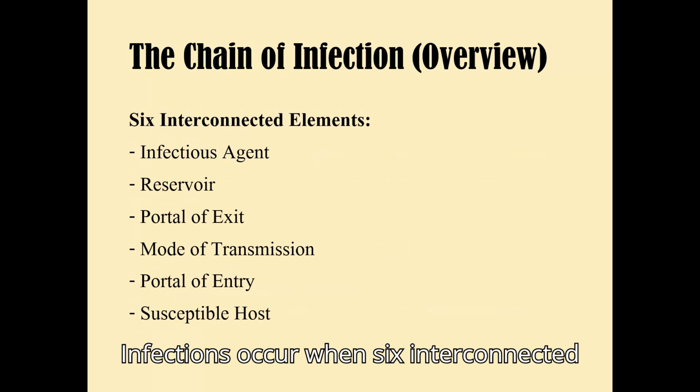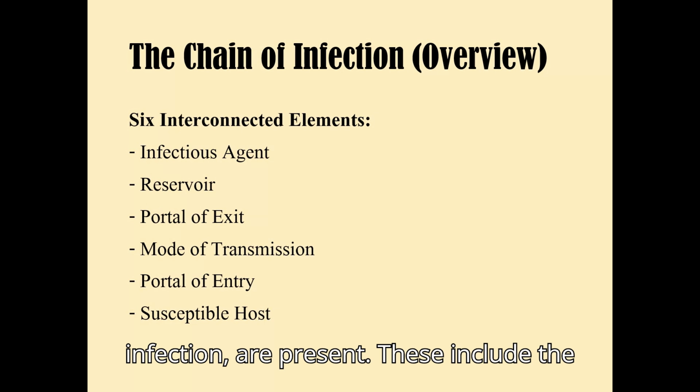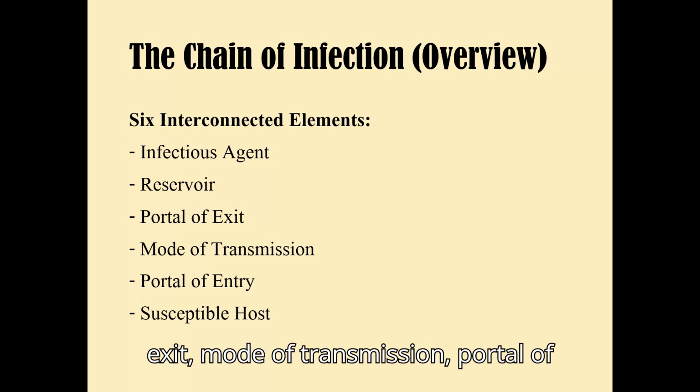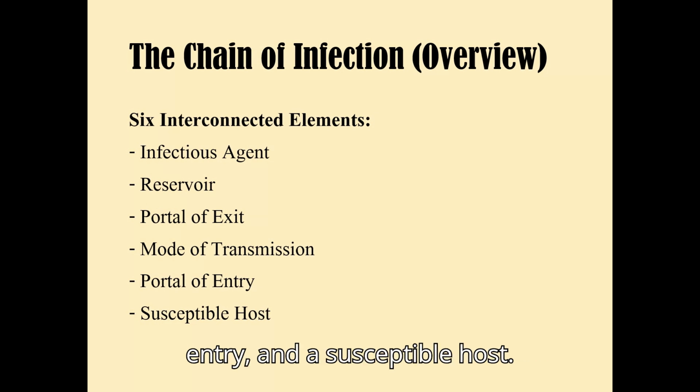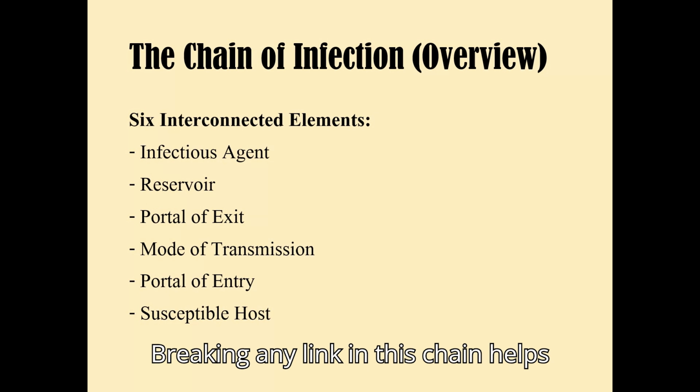Infections occur when 6 interconnected elements, known as the chain of infection, are present. These include the infectious agent, reservoir, portal of exit, mode of transmission, portal of entry, and a susceptible host. Breaking any link in this chain helps prevent infections.